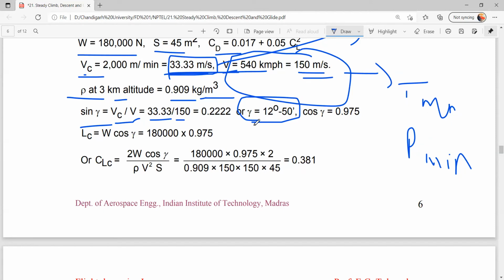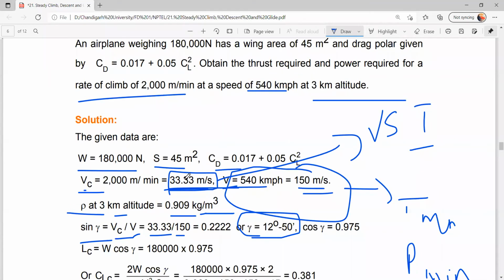So the pilot will be instructed that if you go with 33.33 meters per second in the VSI and 150 meters per second in the airspeed indicator, depending upon knots, right? We have to say it in knots, but since we are following SI units, these problems are solved in SI units.